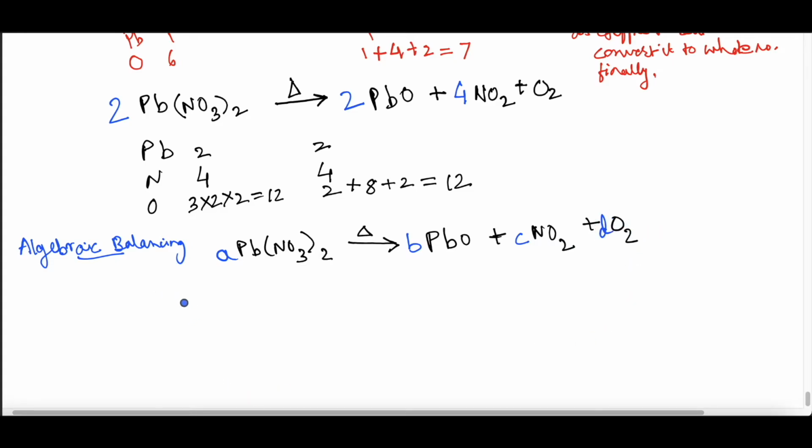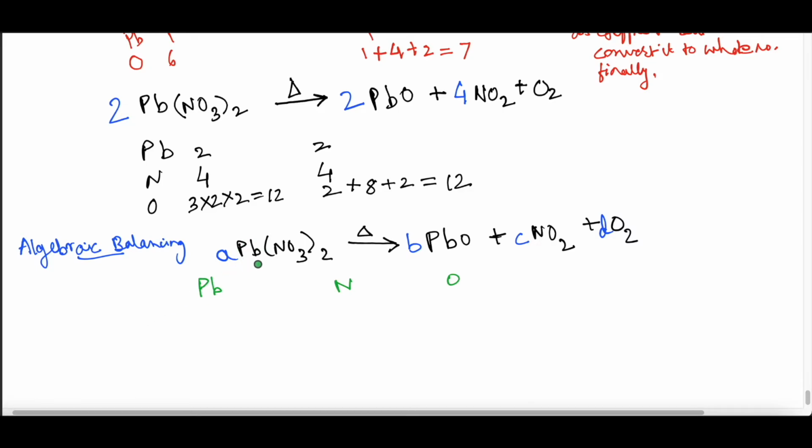Now for this algebraic balancing method, we have learnt that you write down all the elements separately which are in the reactant. Lead, that is Pb, then we have nitrogen and we have oxygen. See, on the product side also it is the same, lead, then nitrogen and oxygen. Now as per the law of conservation of mass, we will equate both the sides of each of the elements.